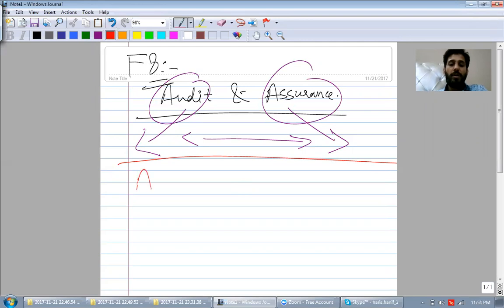First of all, you need to understand the term assurance. What do you mean by the term assurance? Assurance is basically the satisfaction level which one party gives to another party.